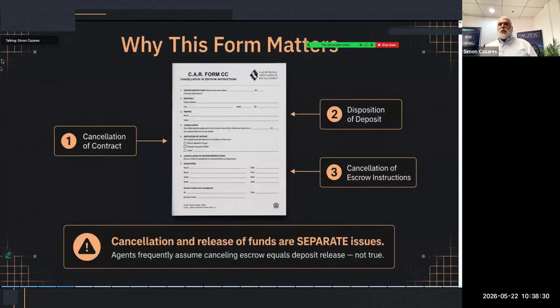Okay. So, why this form matters, right? Well, one is the cancellation of contract. Okay. Then part two talks about the disposition of the deposit. Number three, it talks about the cancellation of escrow instructions. So cancellation and release of funds are separate issues, okay? It's not tied into one. It's separate issues when it comes to a cancellation, right?